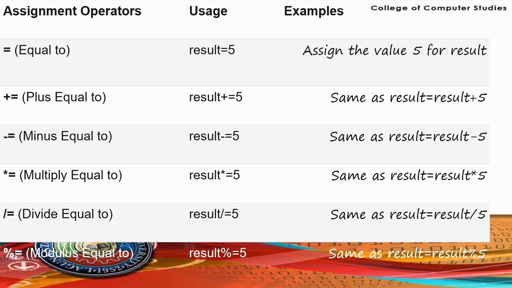Here are the other assignment operators. So here's the equal to, here's the plus equal to, minus equal to, multiply equal to, divide equal to. This is the shortcut way. The long method is this one: result is equal to result plus 5. It's the same as result plus equals 5.